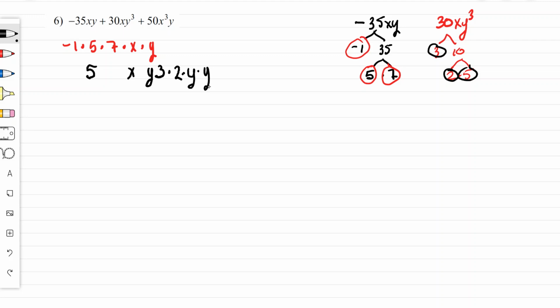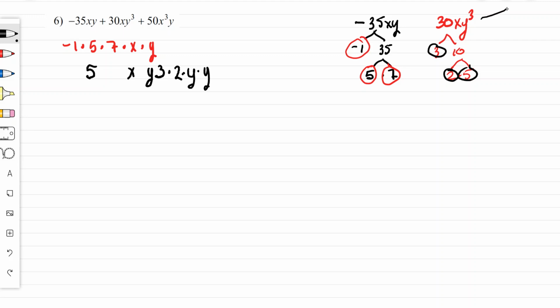Okay, it's got to work out, so when I'm done, I want to multiply everything together. 5 times x is 5x, 5x times y is 5xy, 5xy times 3 is 15xy, 15xy times 2 is 30xy, 30xy times 2 more y's is 30xy cubed, and that is my double check.